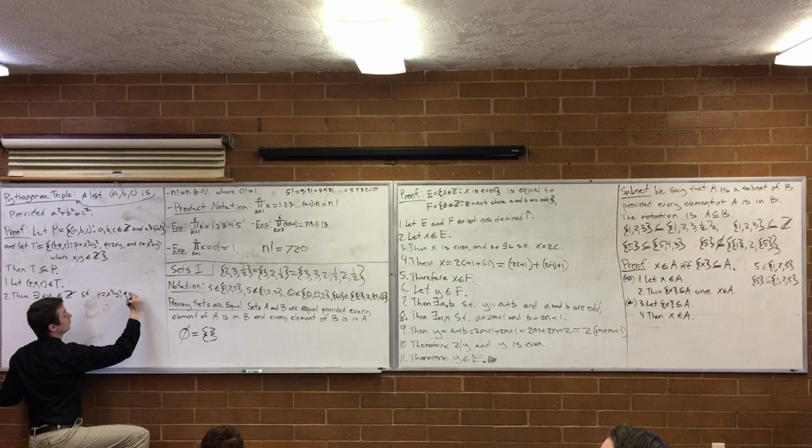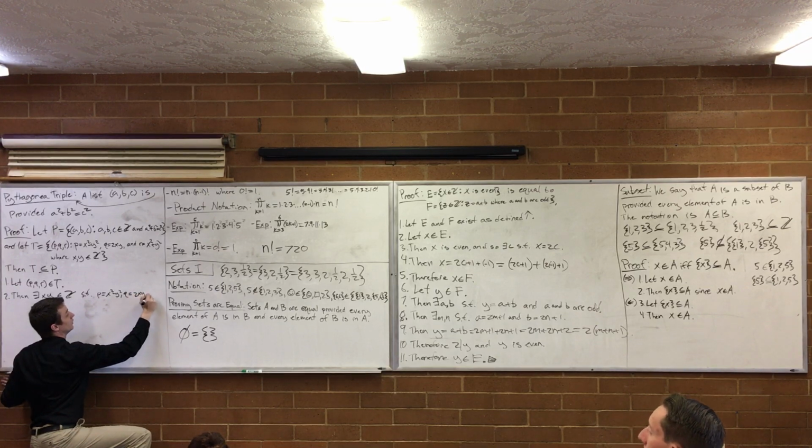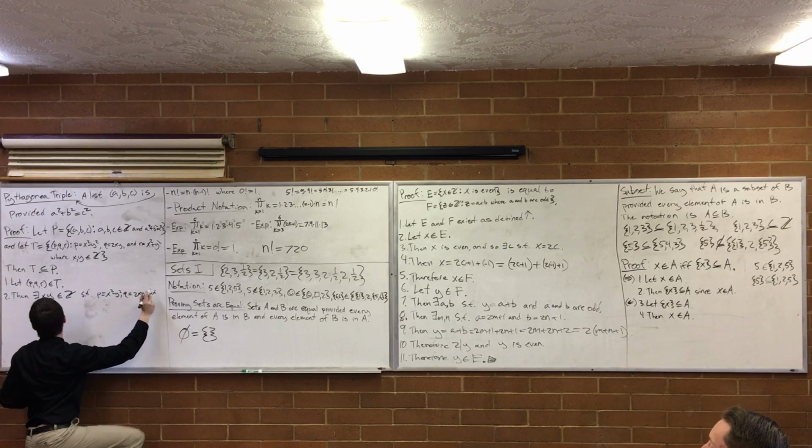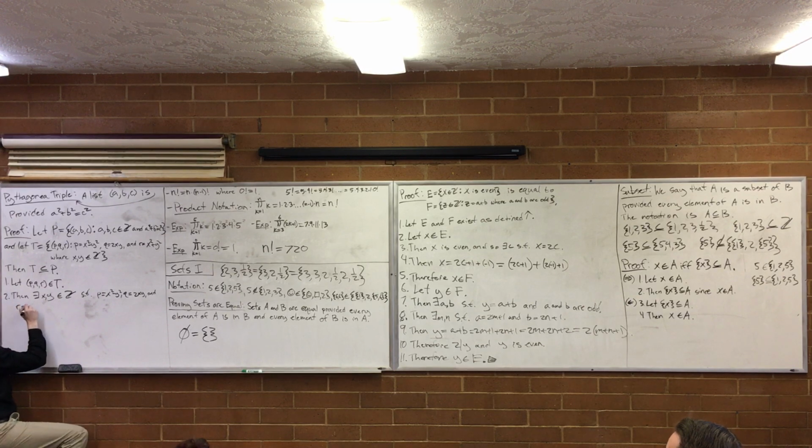such that P equals x squared minus y squared, Q equals 2xy, and R equals x squared plus y squared.